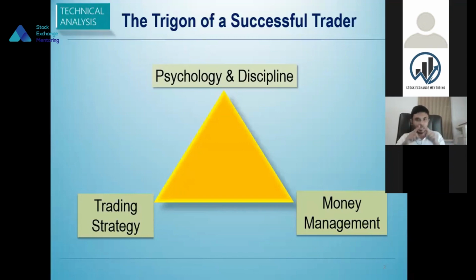So you can see this, I call it the trigon of a successful trader. All these three aspects should be properly balanced, and you have to continuously grow through all these areas to become a successful trader.